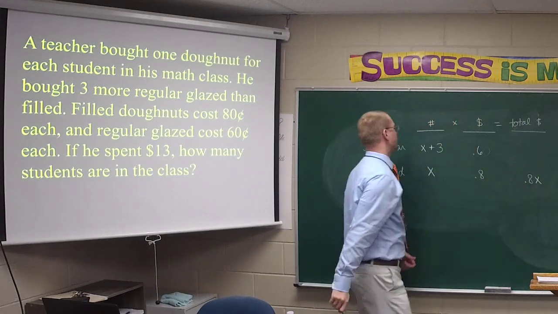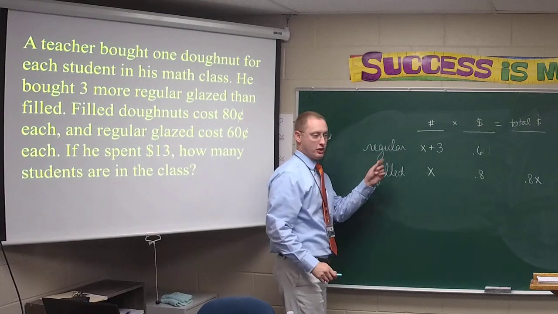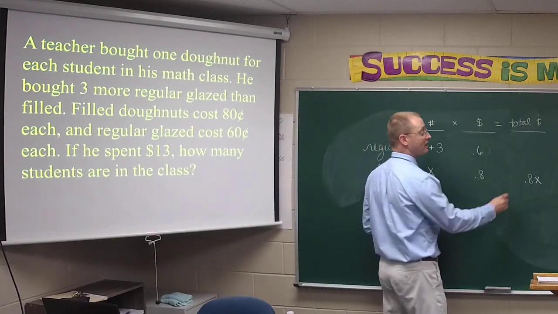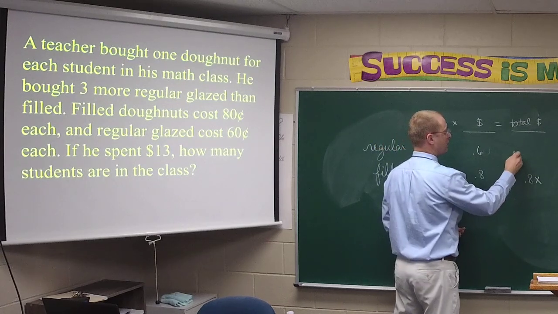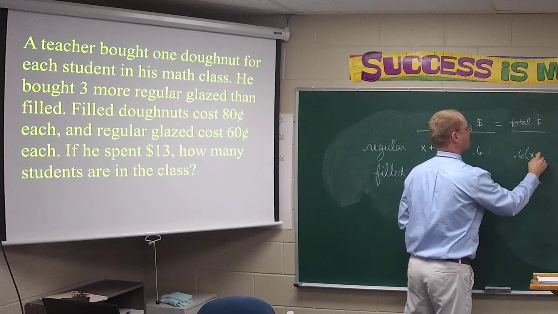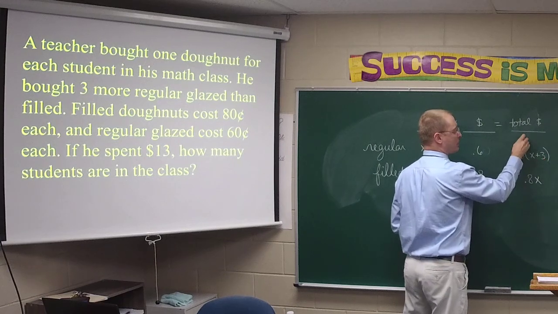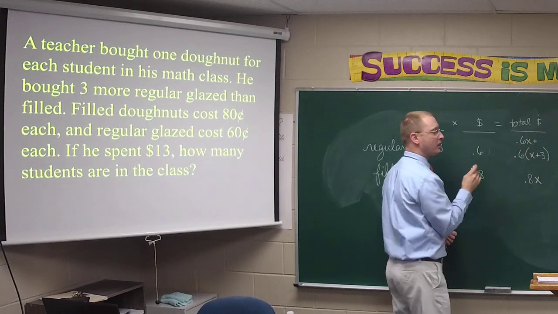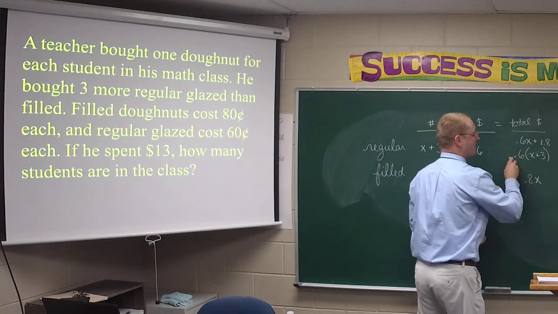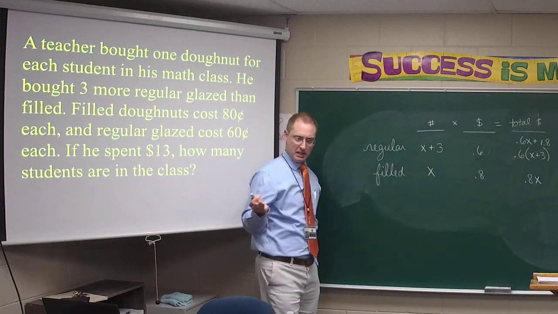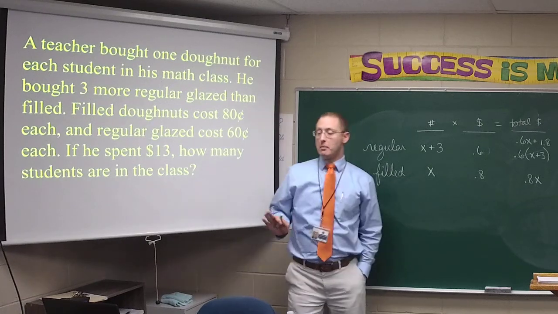0.8x. And the total money spent on regular donuts must have been 0.6 times x plus 3. Or if you want to distribute, you'd say 0.6x plus 1.8. Oh, careful, not 1.8x, just 1.8, right? And that's if you want to do the distributed form. Make sense?